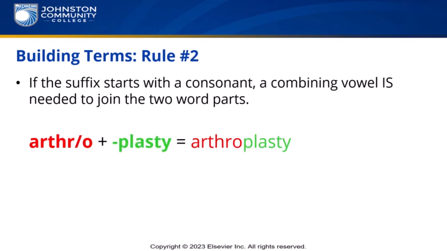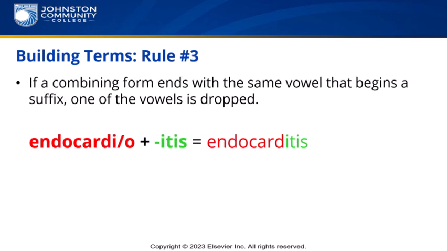Building terms rule number 2. If the suffix starts with a consonant, a combining vowel is needed to join the 2 word parts together. Here we have arthro and plasty. Because plasty begins with the P, which is a consonant, we need that combining vowel O.